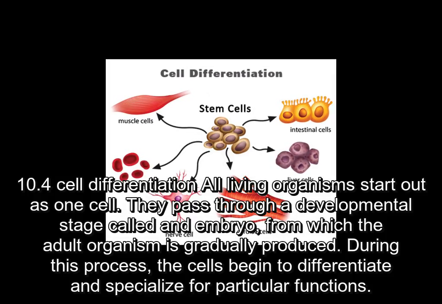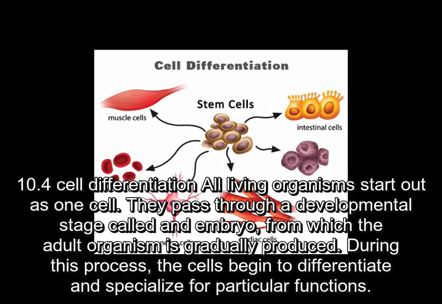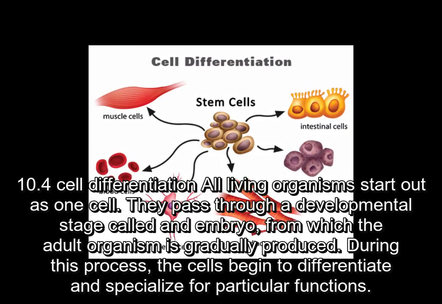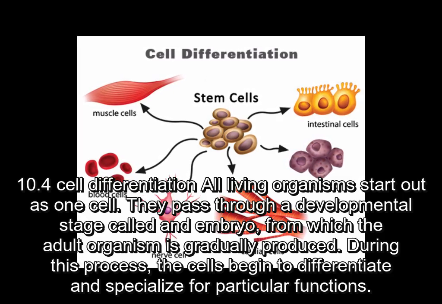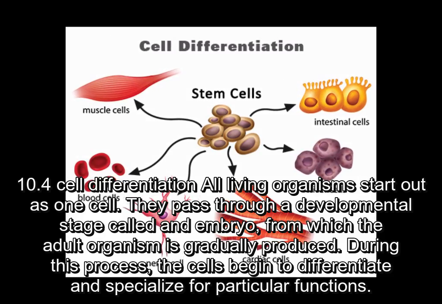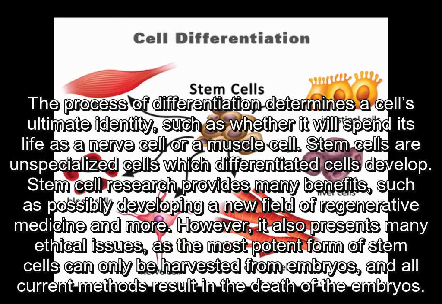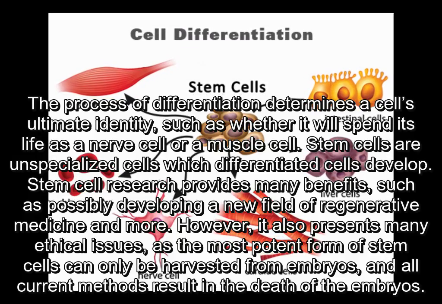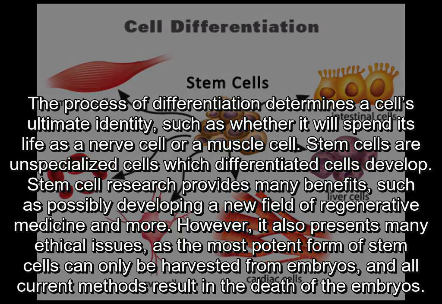10.4 Cell differentiation. All living organisms start out as one cell. They pass through a developmental stage called an embryo, from which the adult organism is gradually produced. During this process, the cells begin to differentiate and specialize for particular functions. The process of differentiation determines a cell's ultimate identity, such as whether it will spend its life as a nerve cell or a muscle cell.